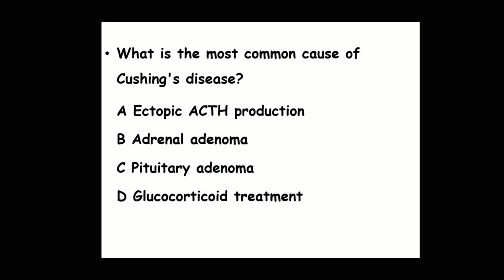What is the most common cause of Cushing's disease? Try to recall: Cushing's disease is caused by what, and Cushing syndrome is caused by what. So the most common cause of Cushing's disease, whether it's ectopic ACTH production, adrenal adenoma, pituitary adenoma, or glucocorticoid treatment. Pituitary adenoma is the most common cause of Cushing's disease.